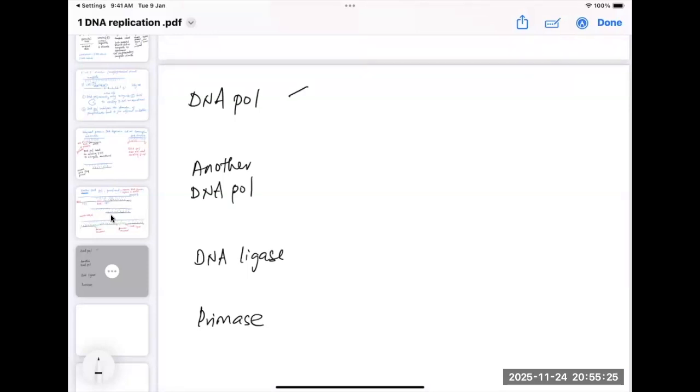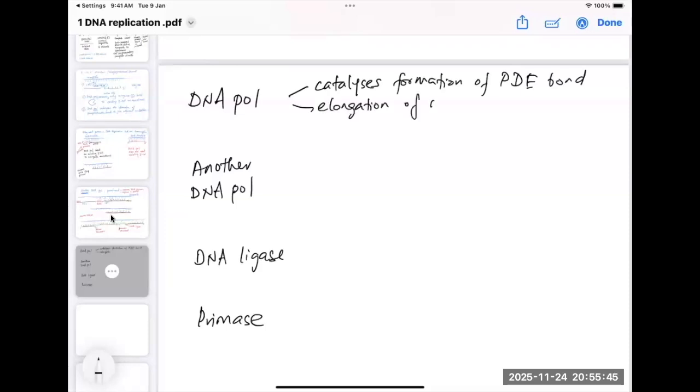Okay, this one here do what? Catalyze the formation of phosphodiester bond, right? This is the one for elongation of the new strand. Okay, from the primer to the 3 prime, like that. Extend from the primer.